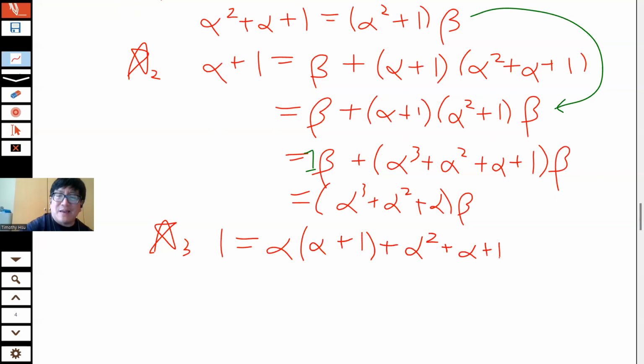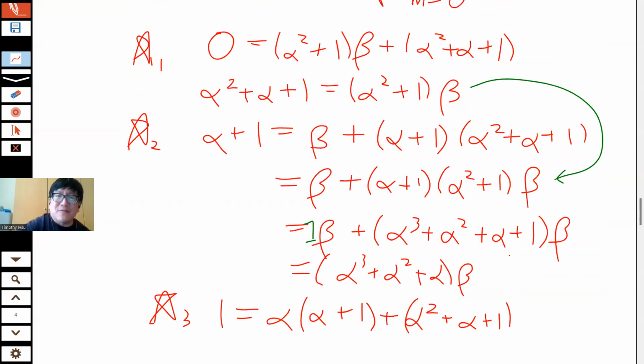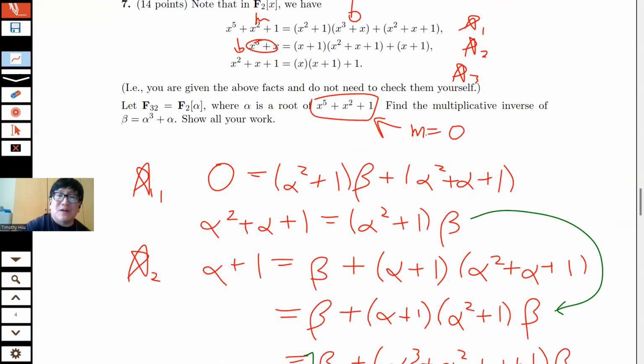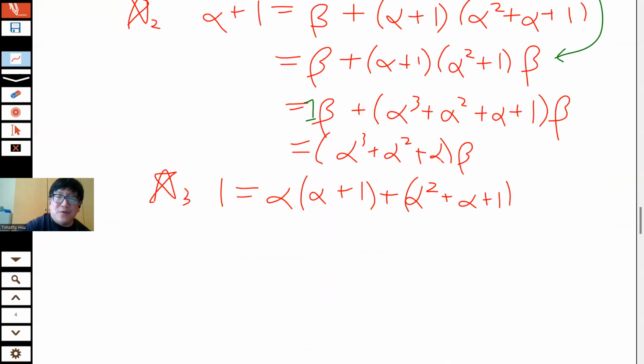It occurs to me that, even though I'm going to go back up and check that I copied this correctly, which I did, you don't really need to copy it correctly. You just need to check that what you have over here is true. And yes, that's true. This is going to be alpha squared plus alpha. And if I add alpha squared plus alpha plus 1, I get 1. Great.